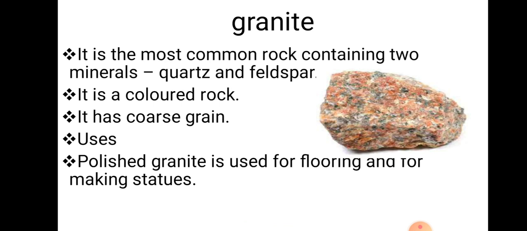Granite. The most common rock containing two minerals, quartz and felsite. You can see the color of the rock. It is multicolored, like two, three colors are mixed in it because it is made up of two minerals, that is quartz and felsite. It is a colored rock. It has coarse grain, which is rough also.